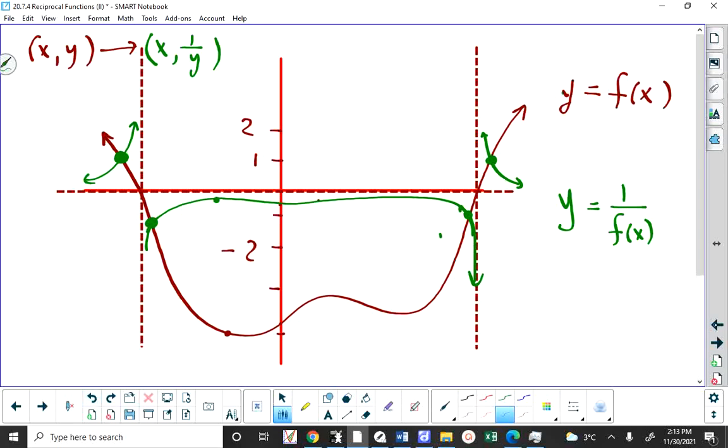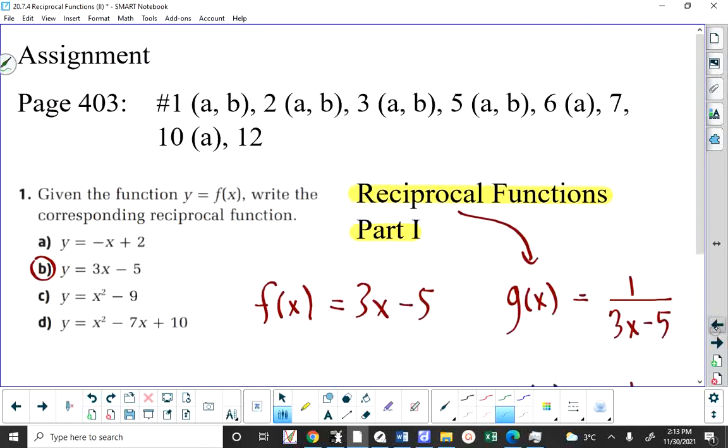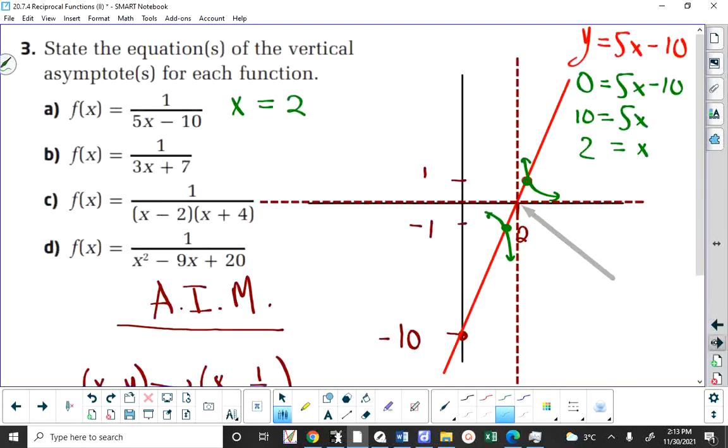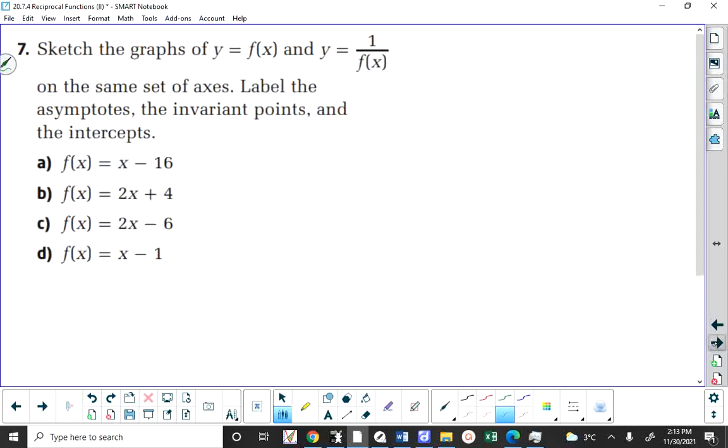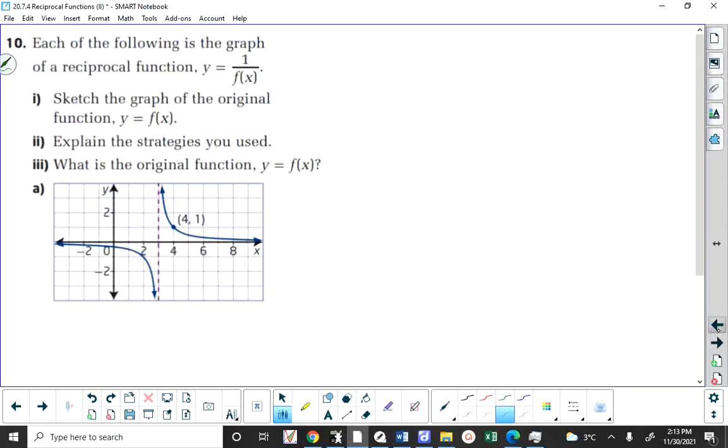So now let's take a look at your problems from yesterday. Does anybody have any questions from the practice problems? Go ahead, Seamus. 10A. So we are asked to determine the original function. So what this is a little confusing. This is the reciprocal of the original function. This is what we get if we knew the original function and put in the asymptotes and the invariant points and sketched it. So we want to work backwards.